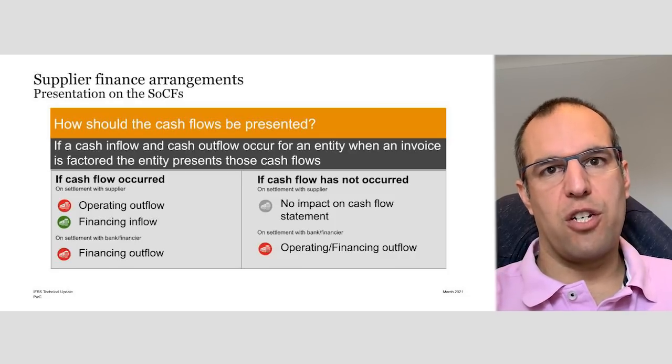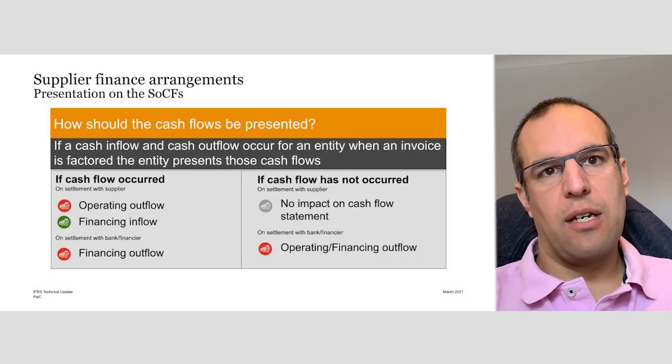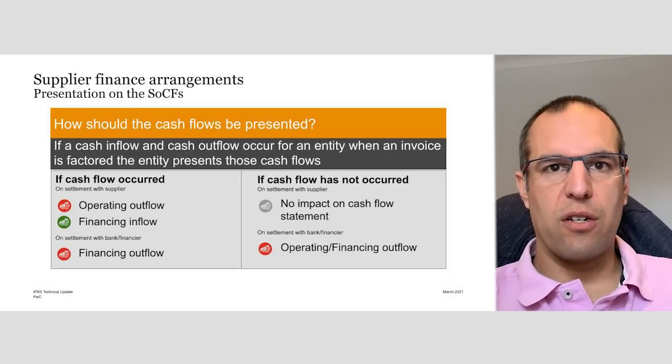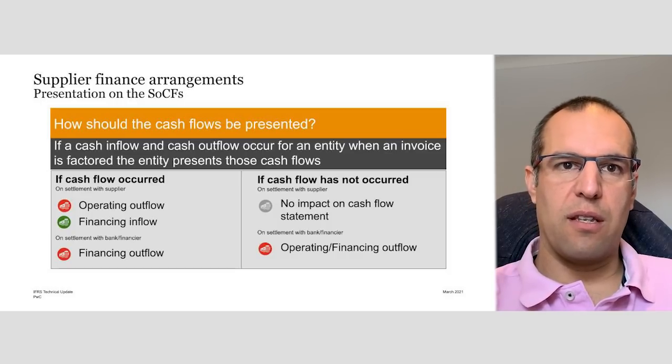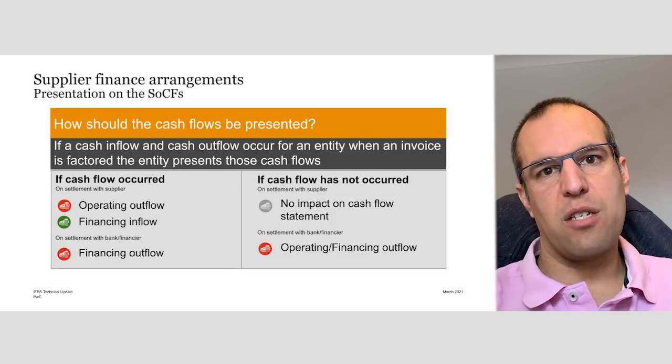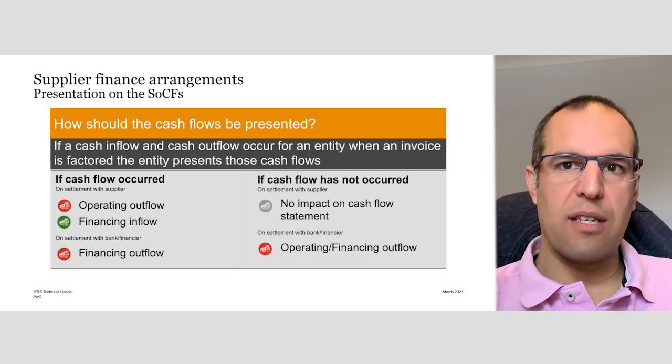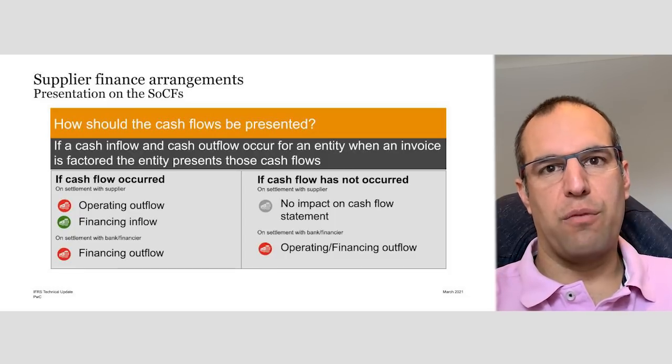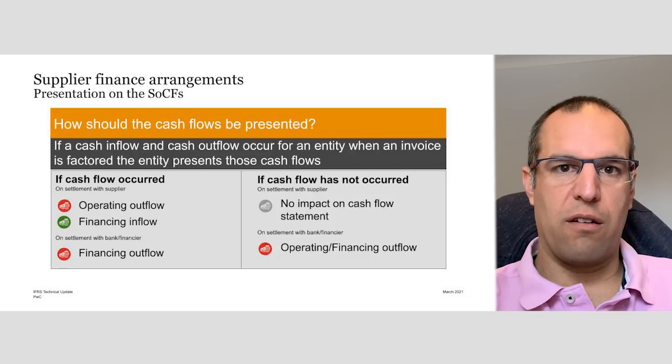Let's move on to presentation of the statement of cash flows. Now here the committee said that a buyer would need to consider how to present the cash flows from supplier financing arrangements, and consideration has to be given to whether to present the cash outflow from operating activities and a cash inflow from financing activities when the financier settles with the supplier.